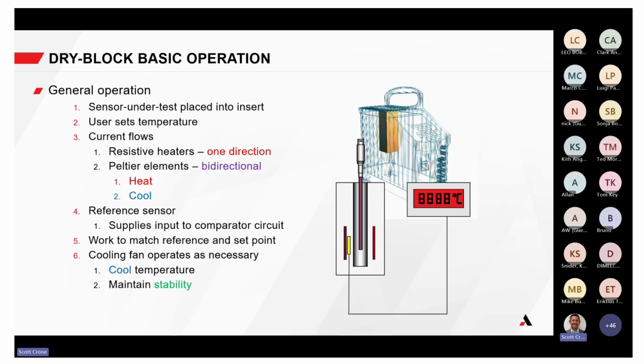So once you get the current flowing and you're getting a temperature change, the reference sensor supplies input to a comparator circuit. Now that might be an internal reference or an external reference, and I'll talk about external references a little bit later on. They'll continue to work to match the reference and the set point. So that reference is going to continue to sense and provide input to a control circuit. And it's going to keep heating or cooling until it reaches a stable temperature. Once it gets to that temperature, it'll cycle around it till it stabilizes.